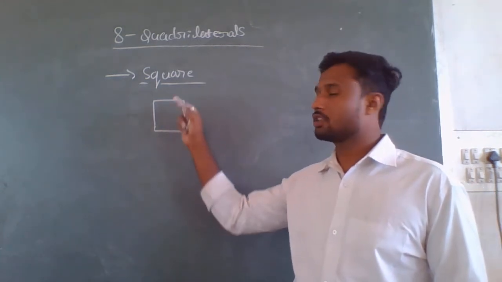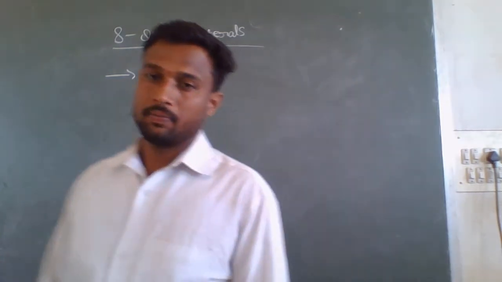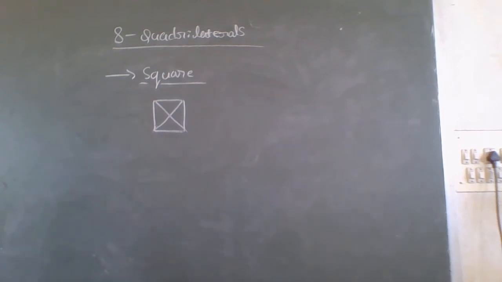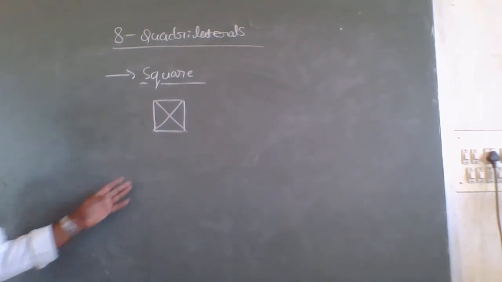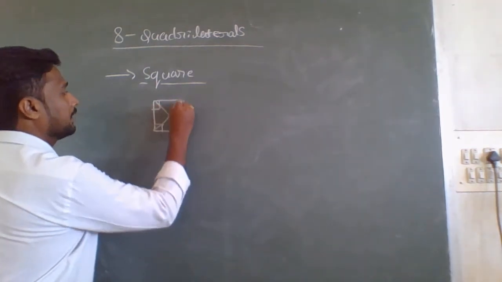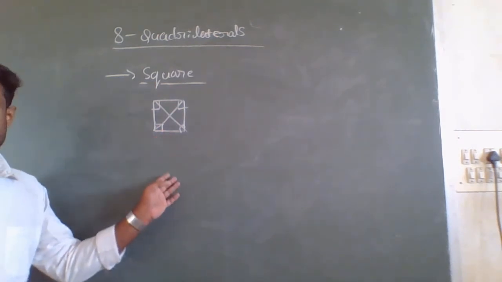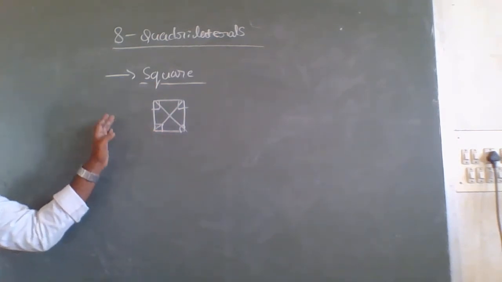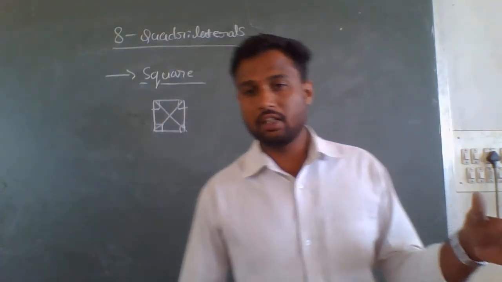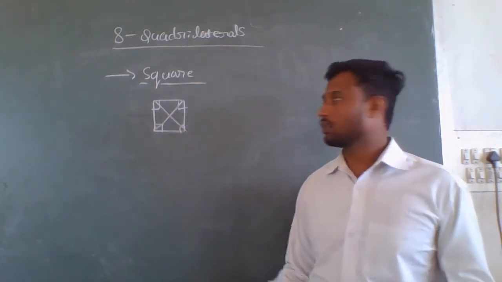See here, opposite sides are parallel, opposite sides are equal, and diagonals bisect each other. All the angles are right angles, meaning all the angles are 90 degrees only, and another most important thing is that all the sides are equal. Therefore, a square is also a rectangle, but the main difference is that all the sides are equal, therefore it is called a square.